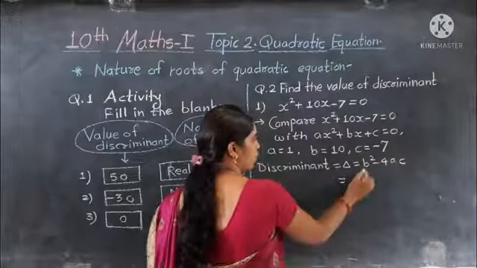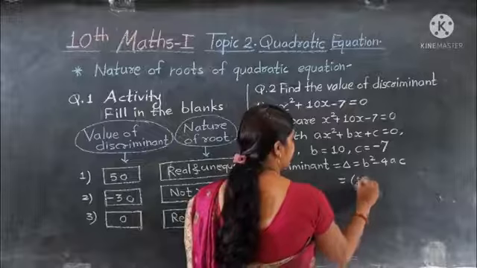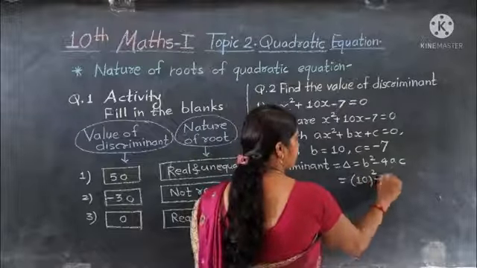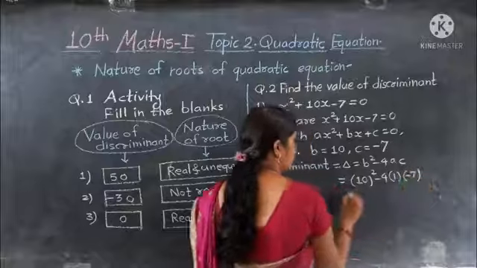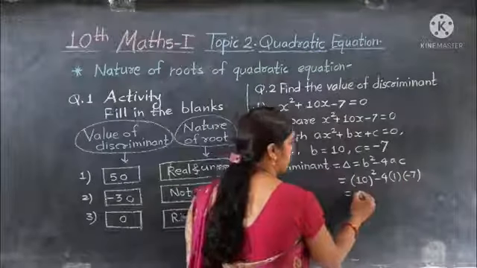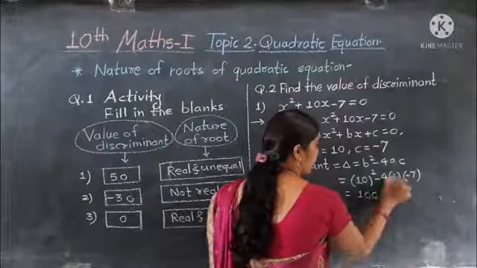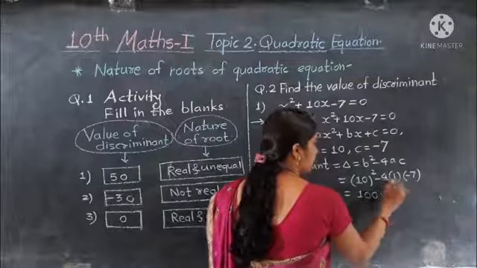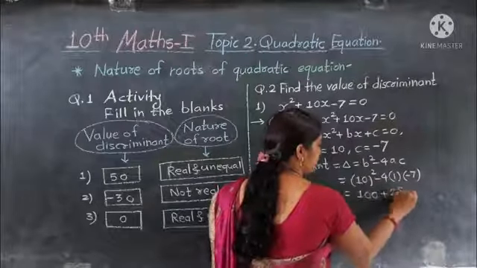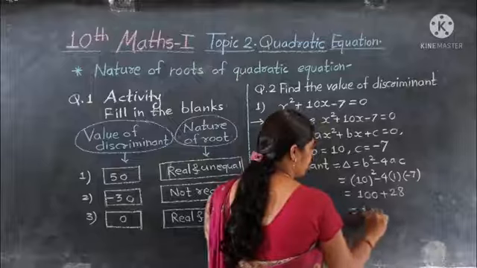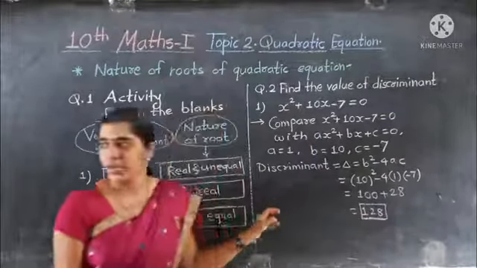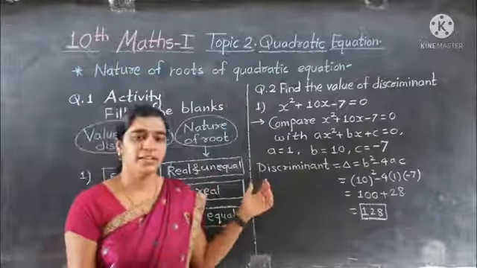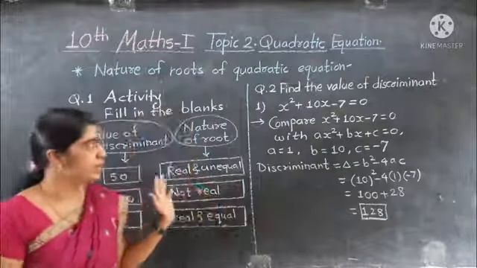Delta is nothing but b square minus 4ac. So you find what is b? 10 square minus 4, a is 1, into c is minus 7. 10 square is 100. Minus minus is plus. 7 4s are 28. So we get the value of the discriminant as 128. This is the value of the discriminant.